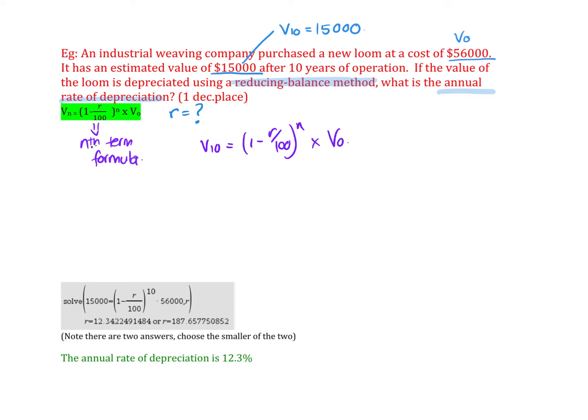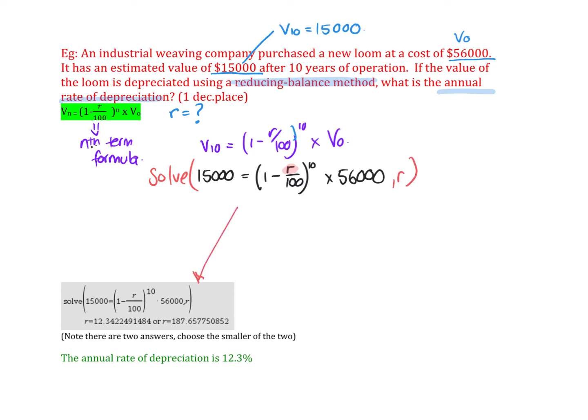Okay, so what we're going to do, you can see you can pop all this in. Now, if it's V10, it would be the power of 10. Now we can pop in some other pieces of information. We know the actual value at 10 years is 15,000. And we know the rate is what we want to find out, so that one will be left as R. We've got the 10, and then we know V0 is 56,000. So you can see the only thing that's not known numerically there is that R, and that's what we wanted to find out. So we go solve, comma, R.